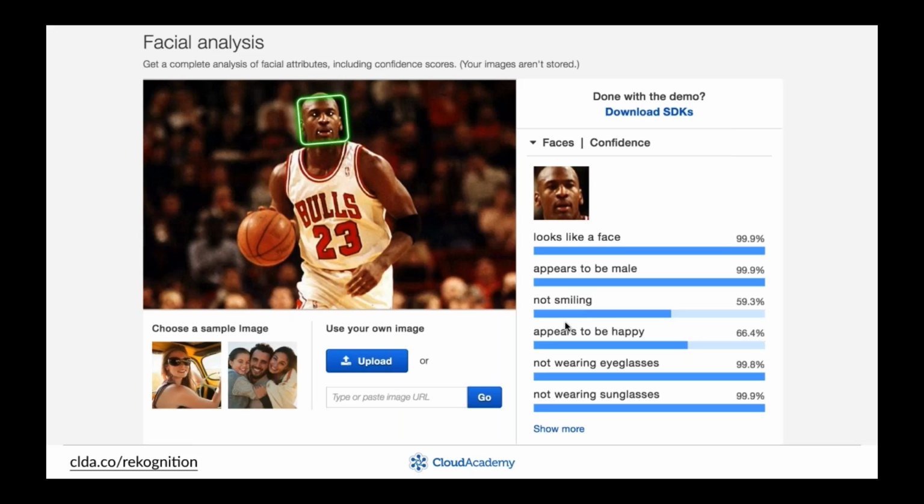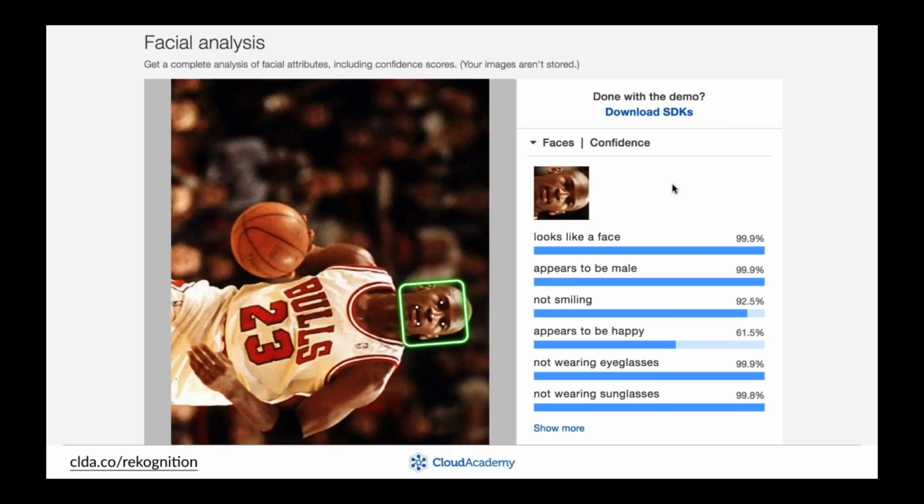So let's see a quick example. Here I used the very same image, and one face was detected. So it looks like a face. Sounds good. It's a male. It's not really smiling. Well, it's not really confident about it. It appears to be happy, but still not too confident. No glasses, no sunglasses. This is fair. So the image is not super high quality, and the face is not a big portion of the image. Here you can see a little thumbnail of just the face that was detected, but it's a pretty good result.